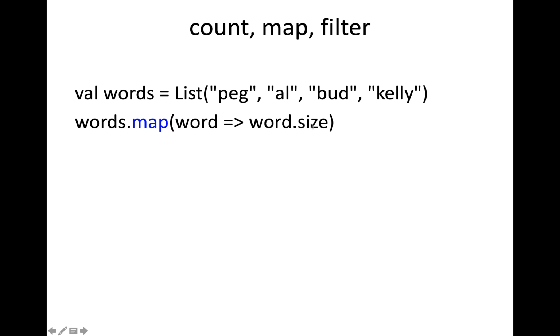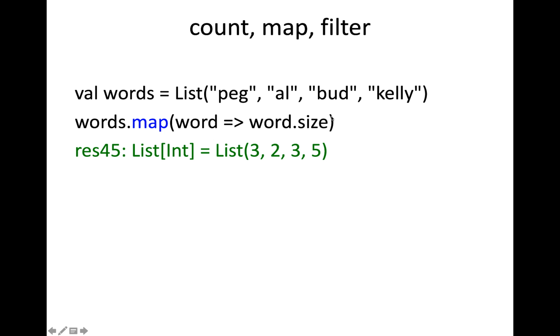So this anonymous function will be applied to the first item. So peg is the word, and the size of peg is 3. So output from this item will be 3, correct? Then similarly, this will be applied to this second item, and AL will be the input, and the size is 2. So output from this item will be 2, correct? And similarly, this will give us 3, this will give us 1, 2, 3, 4, 5, right?